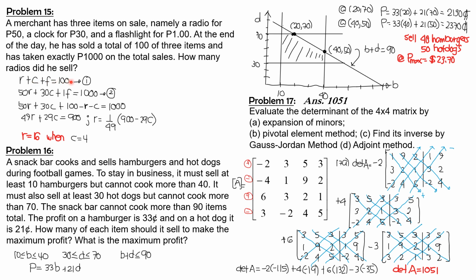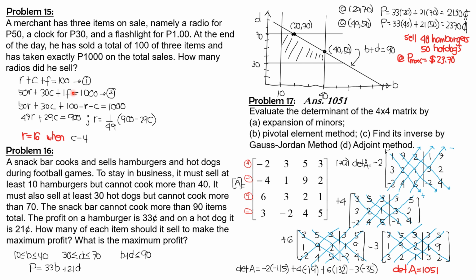That's for the number of items sold. For the second equation, sales: 50 pesos per radio times number of radios, plus 30 pesos per clock times number of clocks, plus 1 peso per flashlight times number of flashlights sold, equals 1,000. So from equation 1, we must express F in terms of the number of radios and C, because it is a must, because F is 1 peso per flashlight.